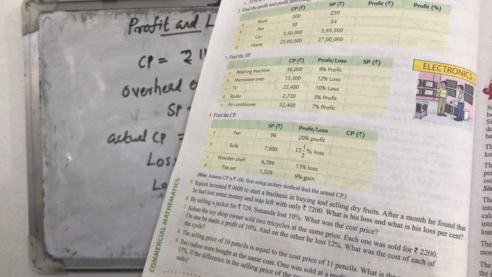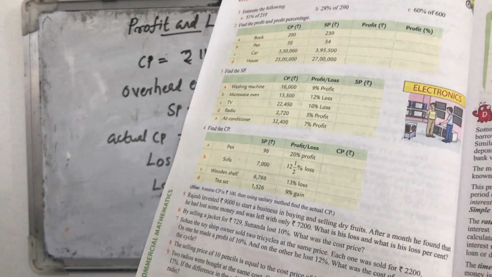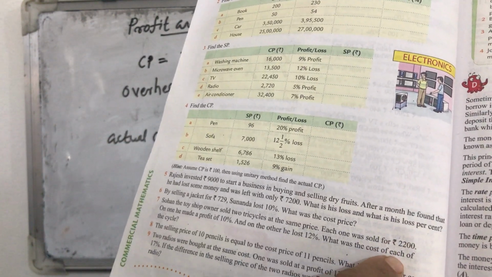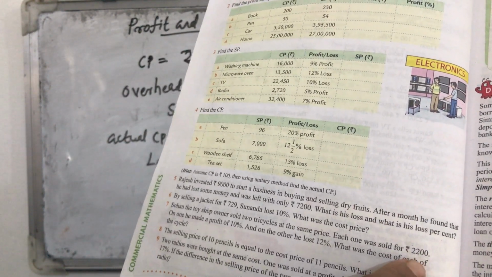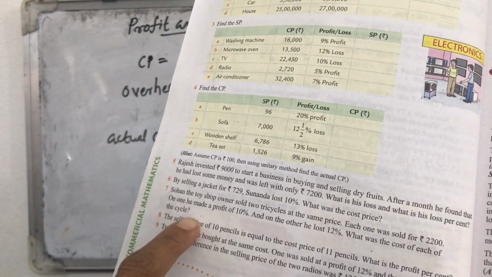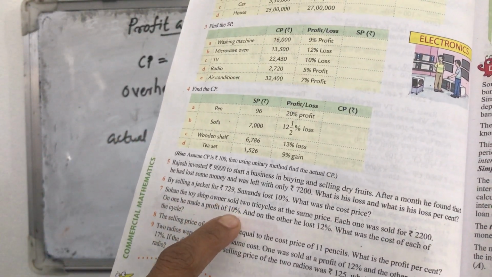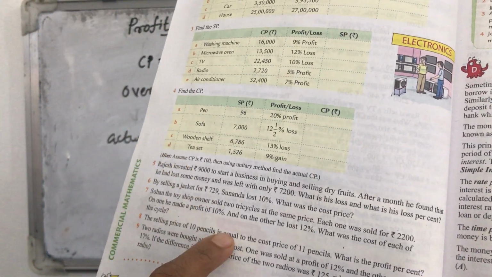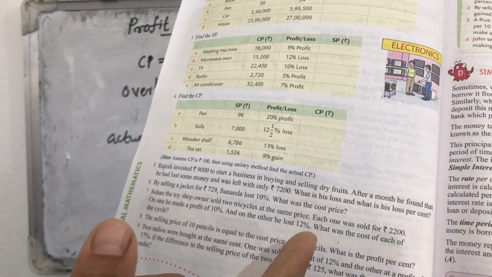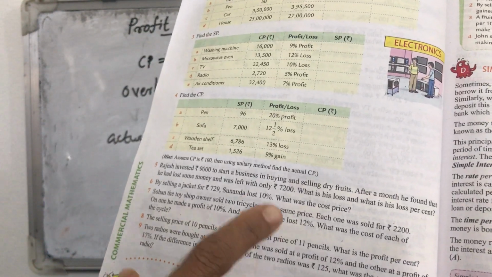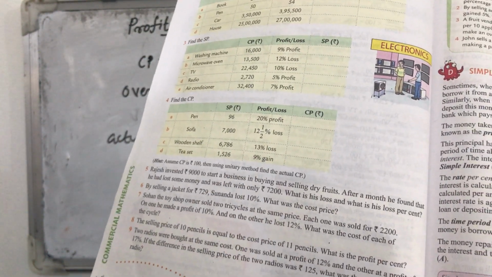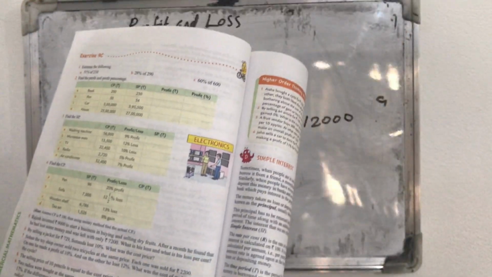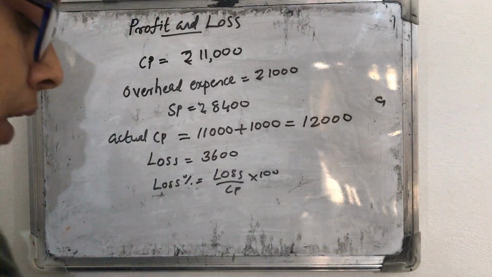Each one was sold for 2,200 rupees. That is, the SP of each toy is 2,200. On one toy he made a profit of 10%, and on the second toy he had a loss of 12%. What was the cost of each of the cycles? Then what will be the cost of each cycle?